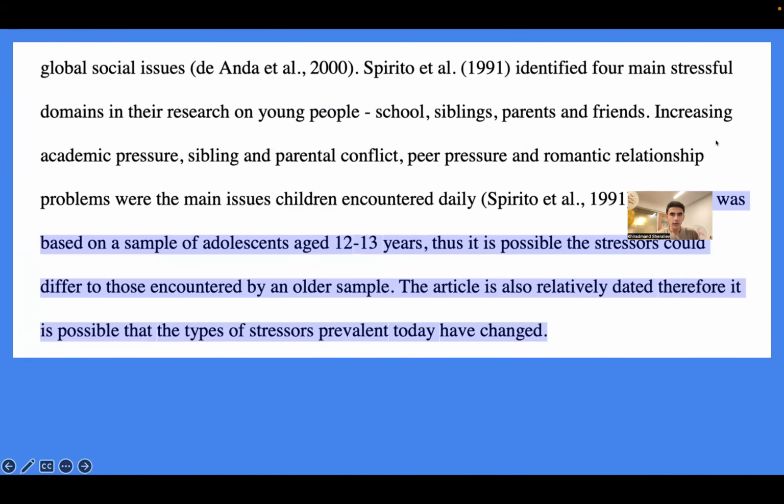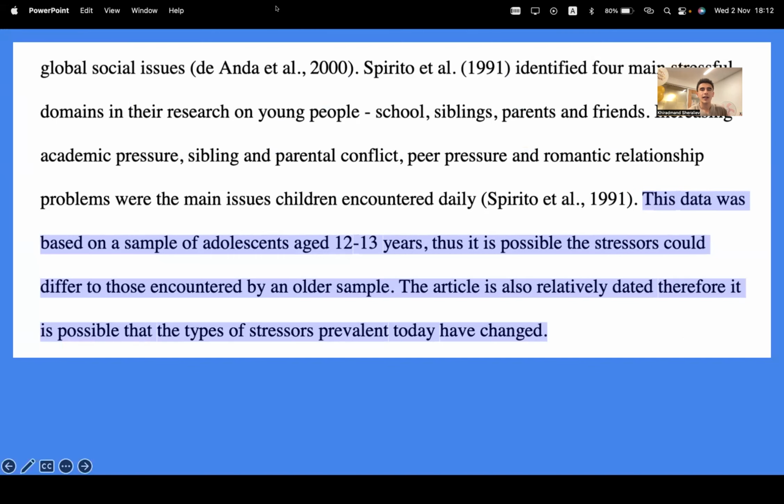Okay, so moving on. Then we have: this data was based on a sample of adolescents aged 12 to 13 years. Thus, it is possible that stressors could differ from those encountered by an older sample. This article is also relatively dated. Therefore, it is possible that the types of stressors prevalent today have changed. Can anyone guess what is happening here?